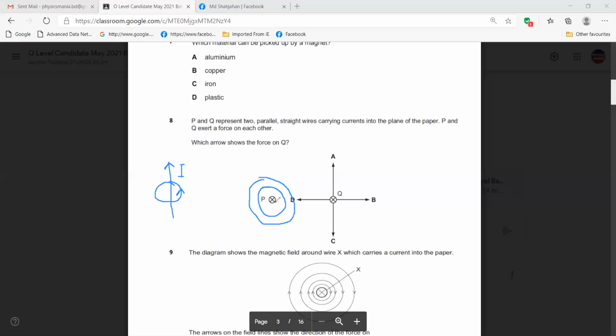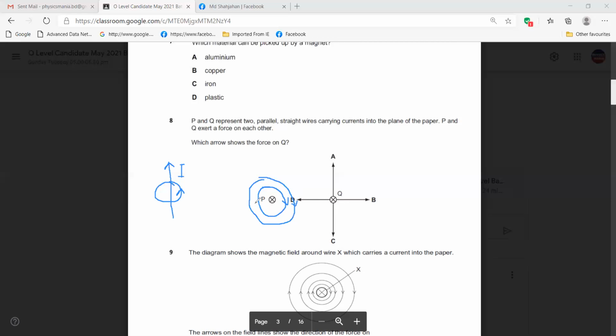Now you tell me, if the current direction is going into the paper, then the magnetic field lines will be clockwise or anti-clockwise? Clockwise. So it is clockwise. Yes, correct. For both the wires, it is clockwise, right? Yes.